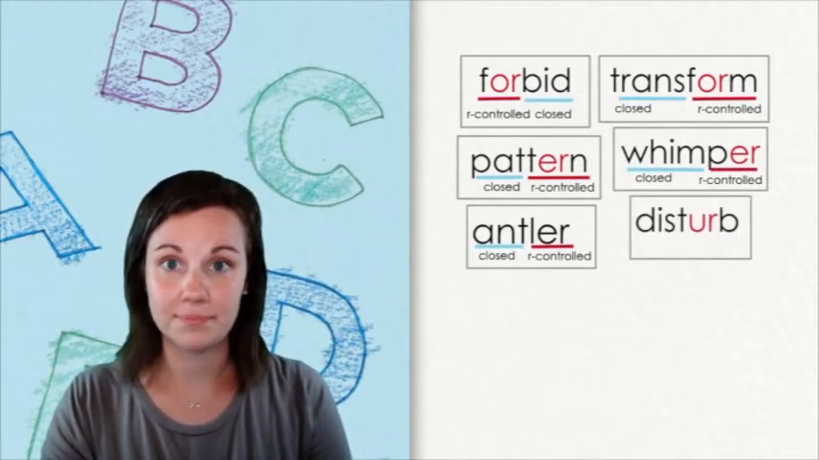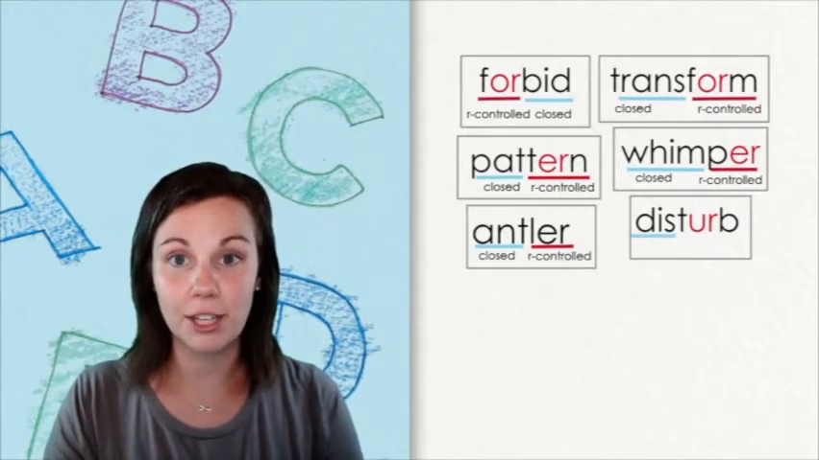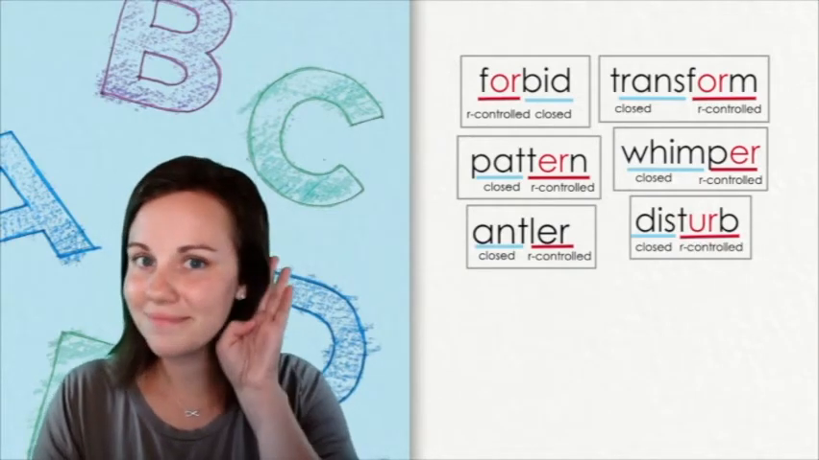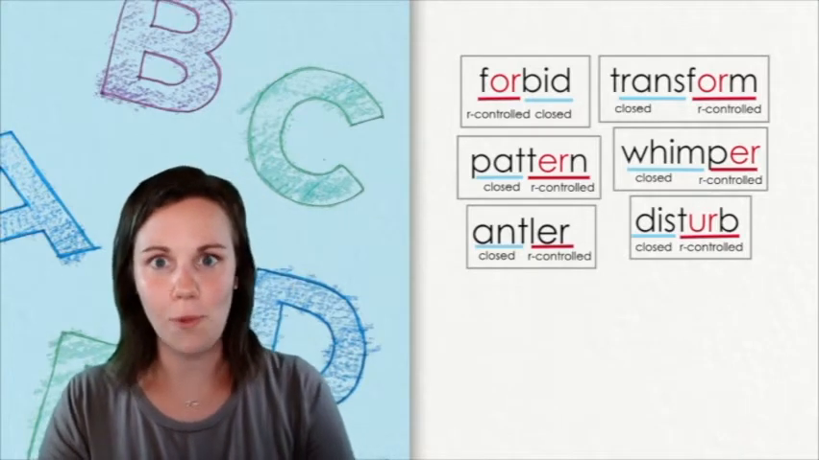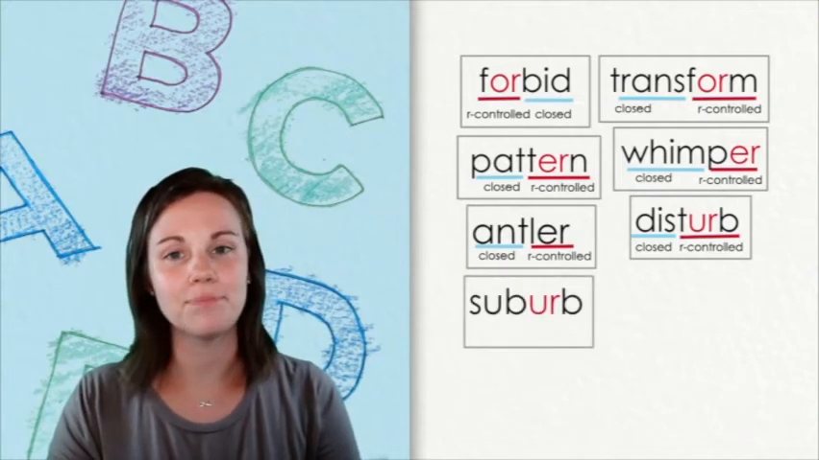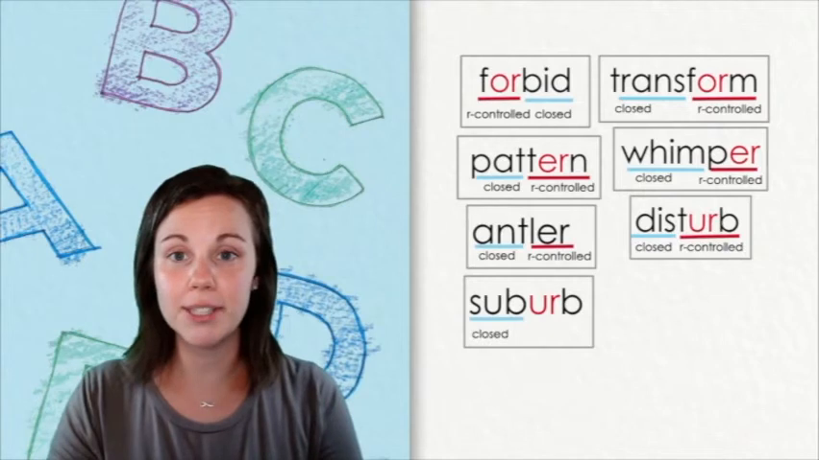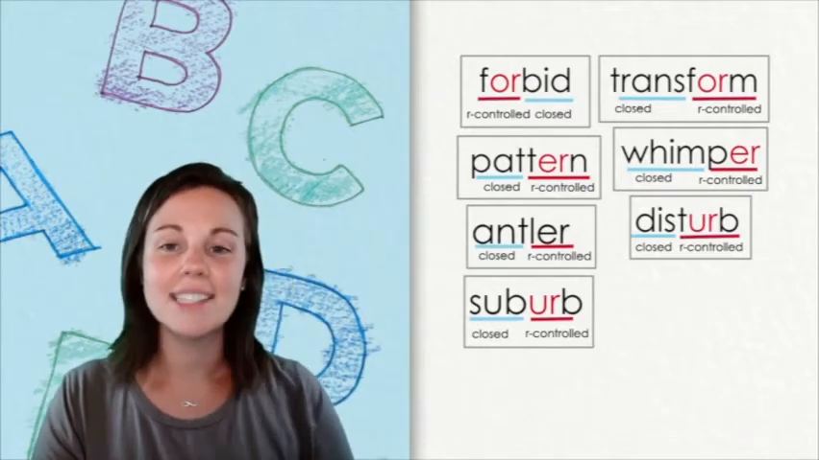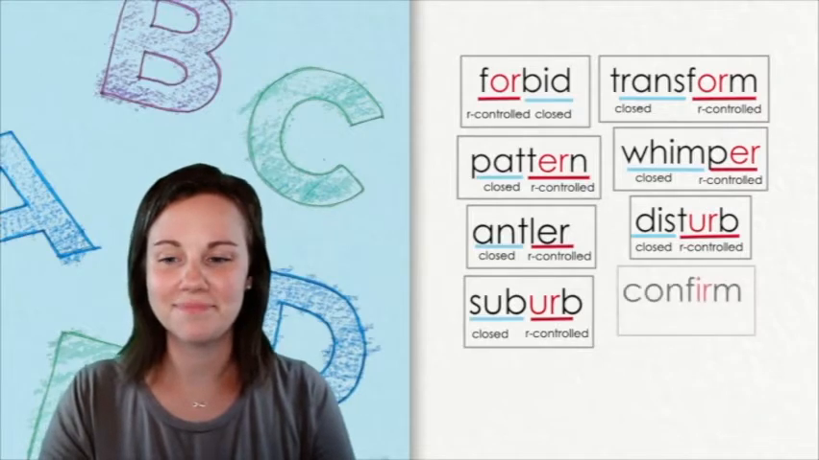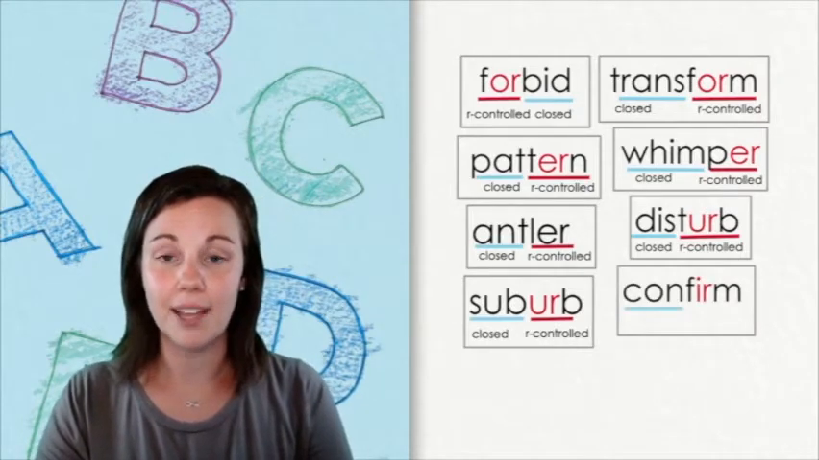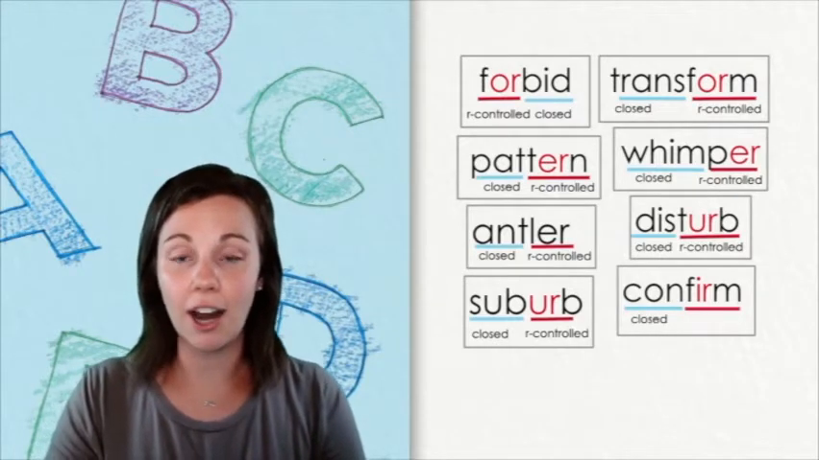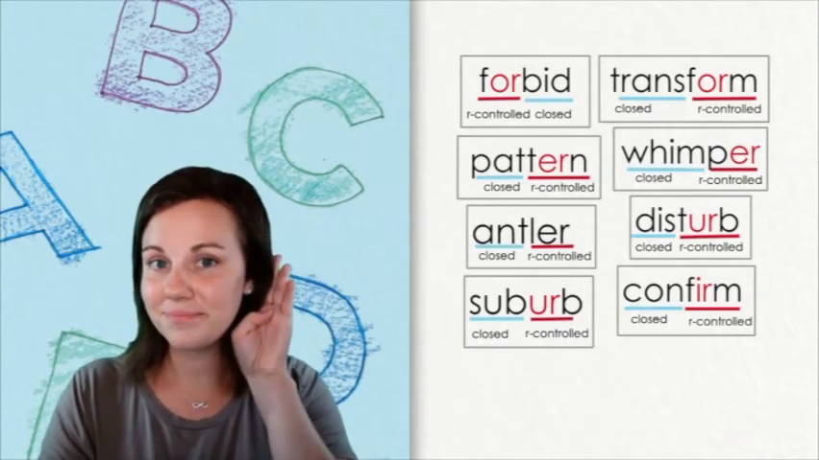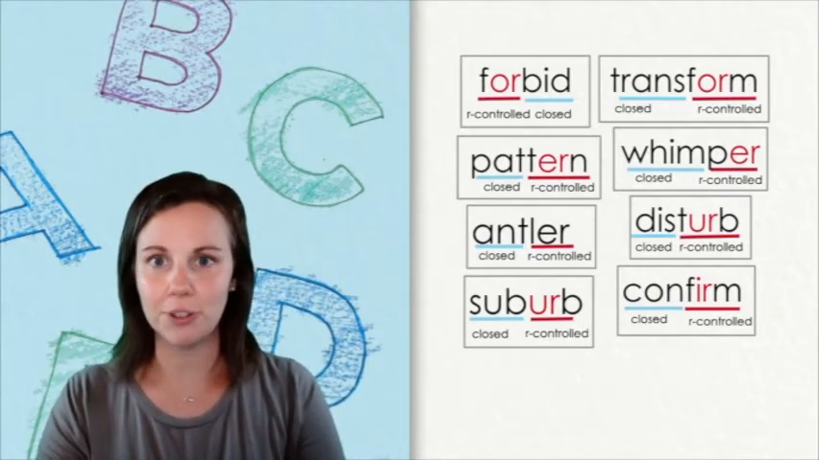Here's the next one. Go ahead and look for the syllables. Closed and R-controlled. What's this word? Disturb. Wow. Try another one. Here's our first closed syllable and our second R-controlled syllable. What's the word? Suburb. Nice one. Try this one. A closed syllable first, and I-R is making our R-controlled er sound in the second syllable. What's the word? Confirm. You're a great reader.